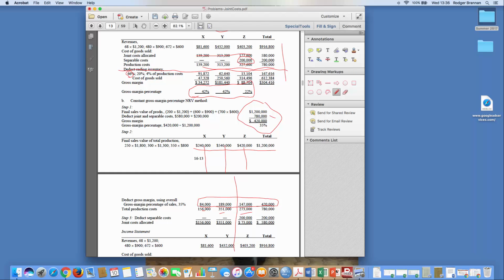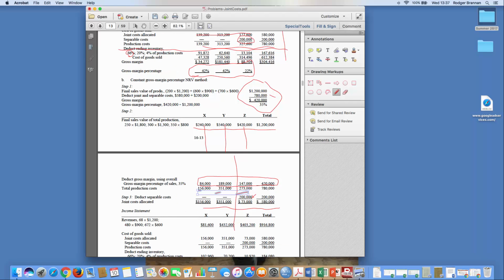Now with Z, there's an additional step here. They get their gross margin, so I subtract the 147, but I also have to subtract out, if you will, the separable cost of 200,000. So Z will only have allocated 73,000. So the total joint cost here equals what I started with, 580,000. Each product will have its own cost, okay? And again, the total costs that are allocated are going to be slightly different depending on the amount that I allocate.